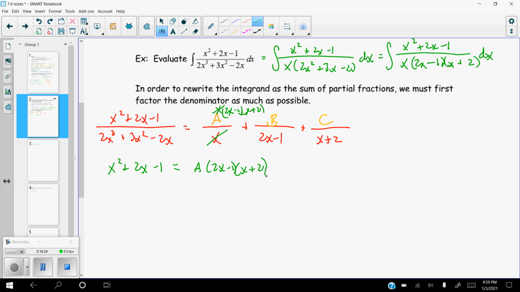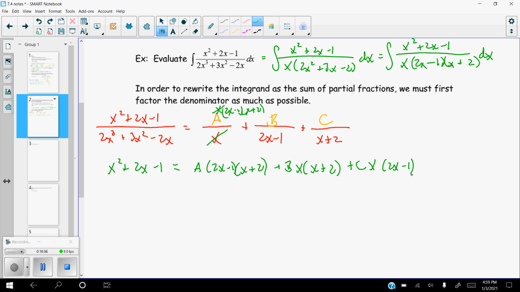Similarly, the same thing is going to happen with B. If I multiply B by the entire common denominator, x, 2x minus 1, x plus 2, the 2x minus 1s are going to go away, leaving you with B times the other two denominators, x and x plus 2. And that might be the easiest way to think about it at this point, just to make it go a little quicker: I have to multiply the C by the missing denominators, which in this case is going to be x and 2x minus 1, because it already has the x plus 2.